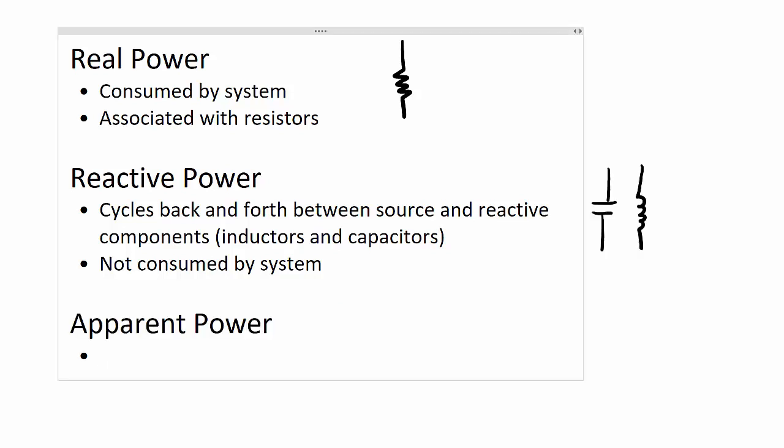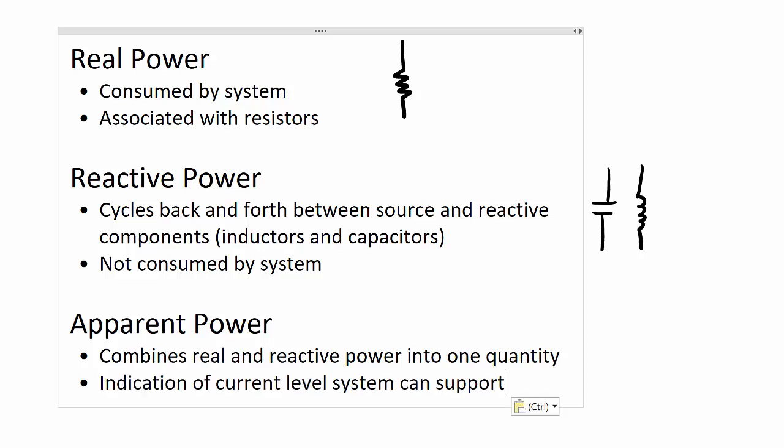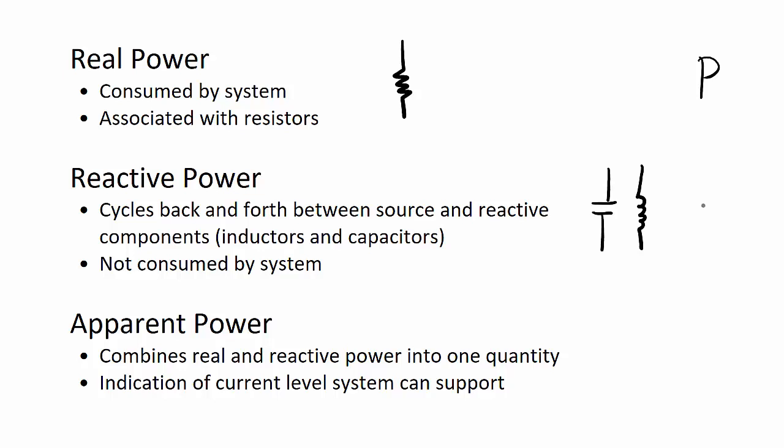And the final type of power is apparent power, and this is a way of combining the real and the reactive power into one quantity. It's not just a way of combining these two powers, it's a way of indicating the level of current that a system can support, even when that current is not doing useful work. Real power is designated by the symbol P, reactive power is designated by the symbol Q.